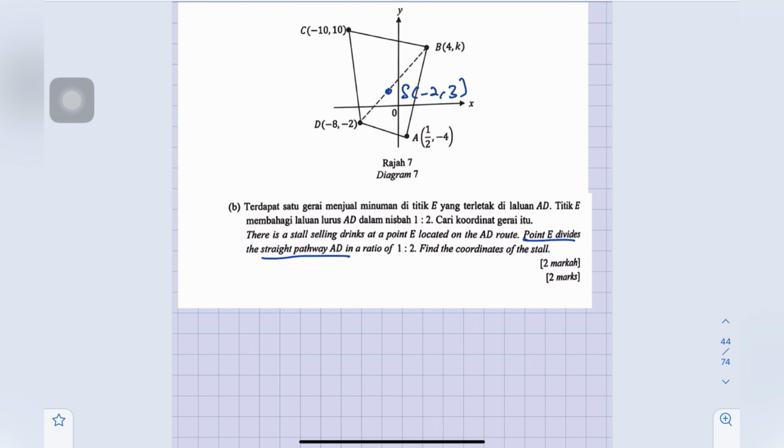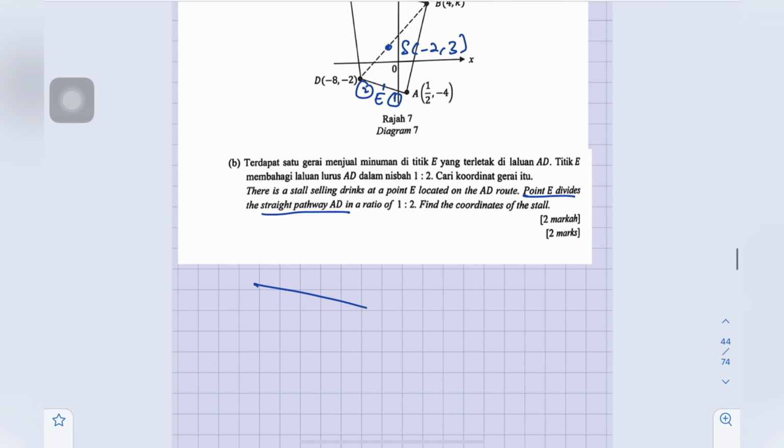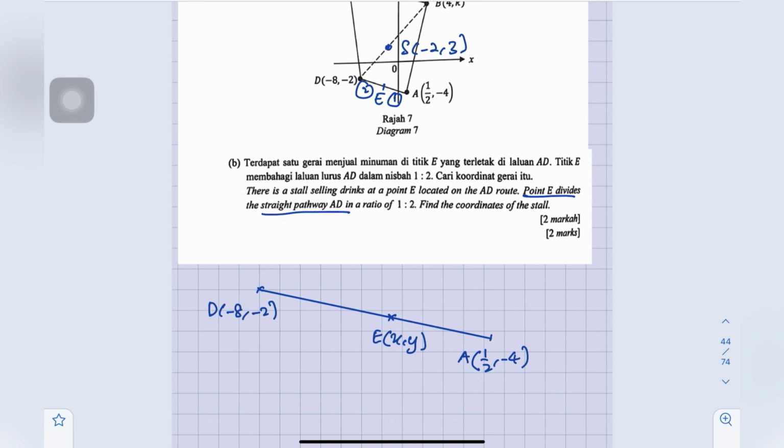Okay, so its position goes from A to D. Here we got E. Okay, ratio 1:2. So let's draw again. So this one A is 1 over 2, negative 4. This one D is negative 8, negative 2. Somewhere E, we don't know, so X, Y. So the ratio is 1:2. It must be A to D, not D to A.